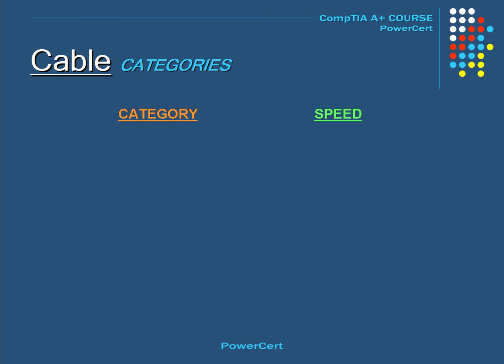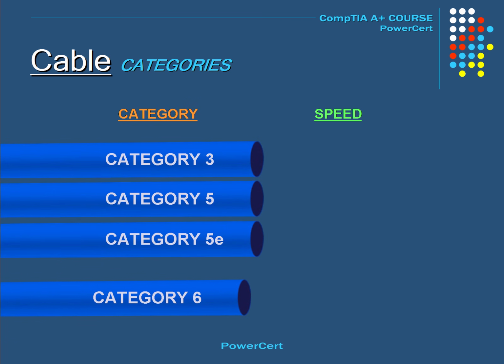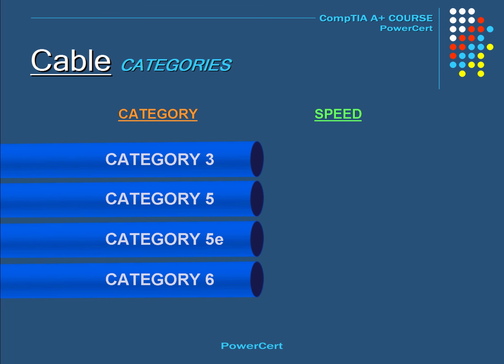Today there are 4 different categories of twisted pair cable. The difference between these is the maximum speed they can handle without having any crosstalk. The numbers of these categories represents the tightness of the twists that are applied to the wires. These categories are 3, 5, 5E, and 6.